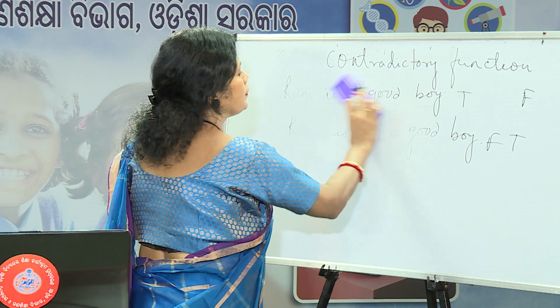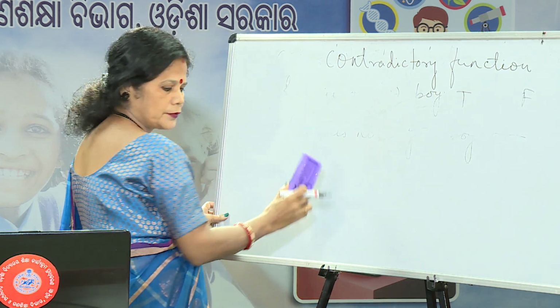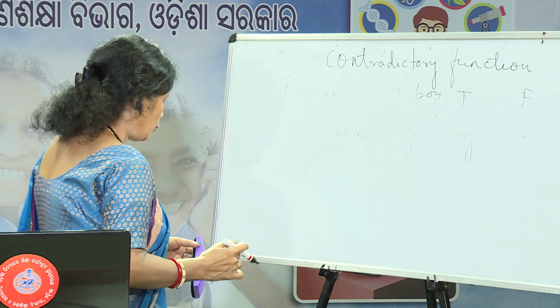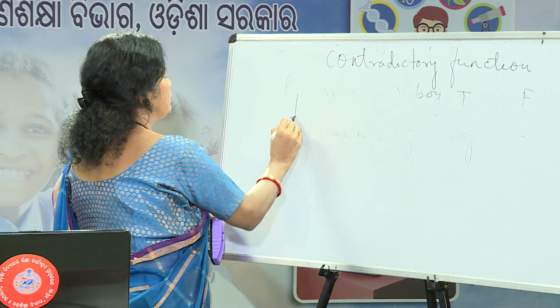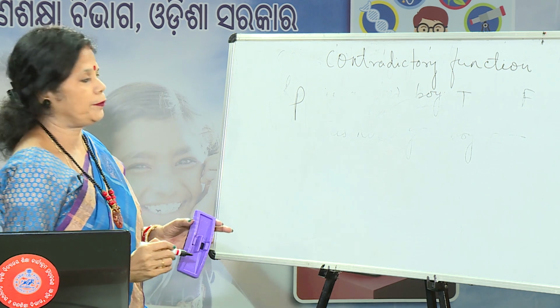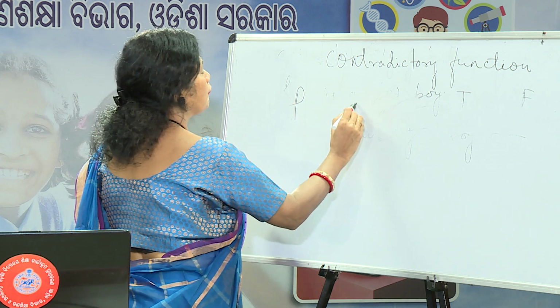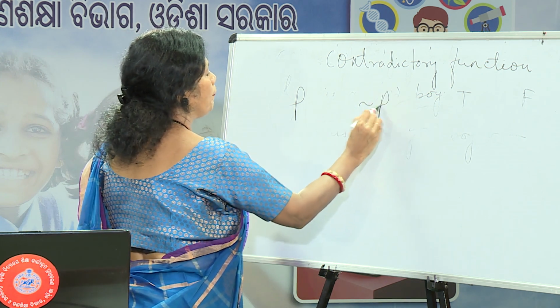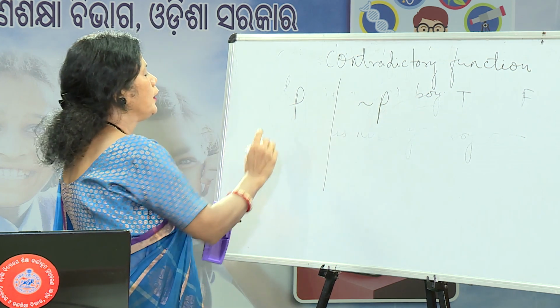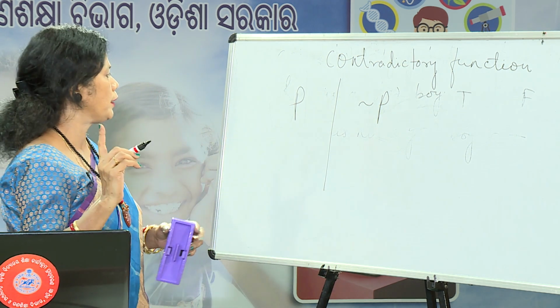Now, we can symbolize this. Suppose we take one variable p. We negate this variable, we deny the variable, we will get not p. There is only one proposition we have, p.